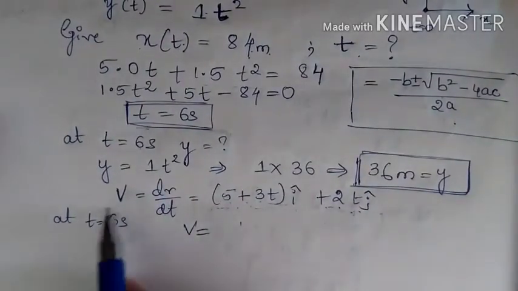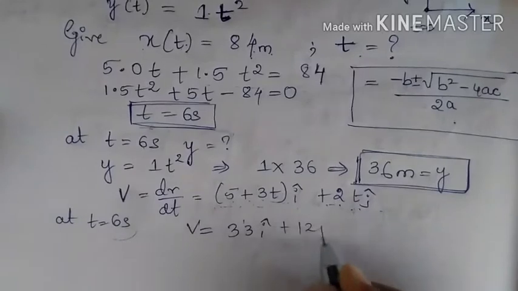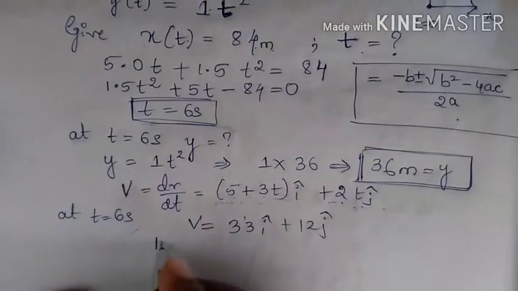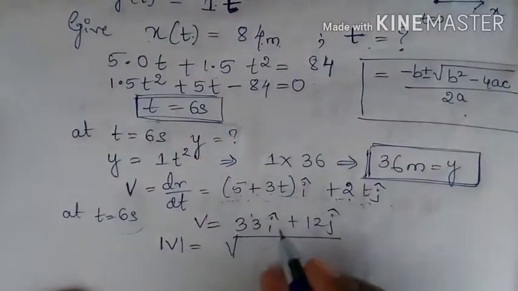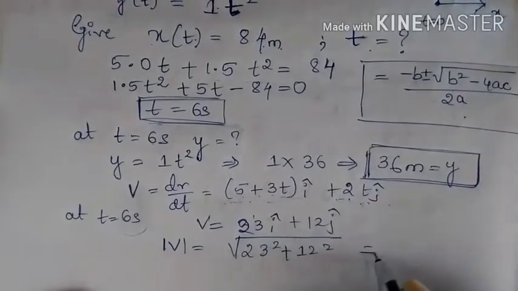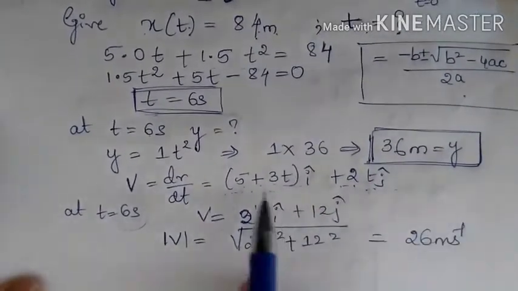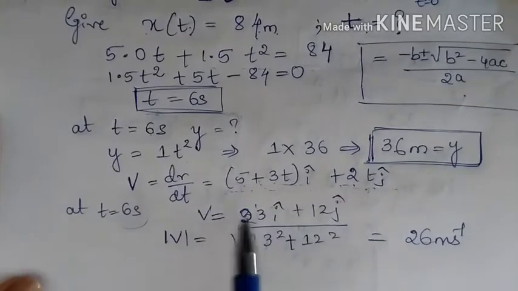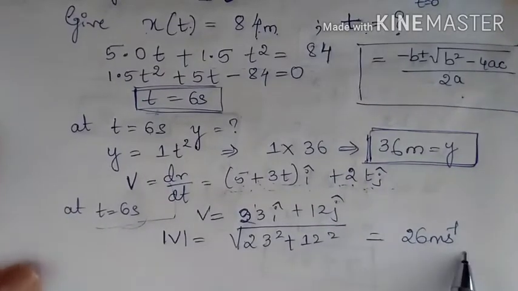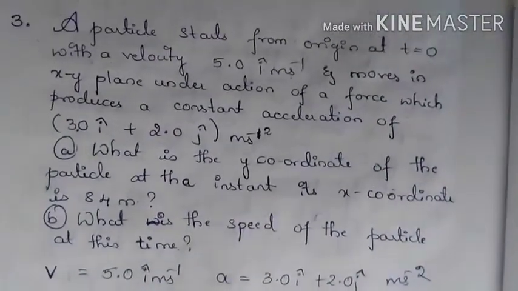Then if you put t is equals to 6 seconds, you get v is equals to 23 i cap plus 12 j cap. So this is the v. Now if you want to find the magnitude of v, it will be root over 23 square plus 12 square. So that gives you 26 meters per second. Try solving this equation by substituting t is equals to 6 seconds, and then find the magnitude of speed. So this is the solution for the third question.